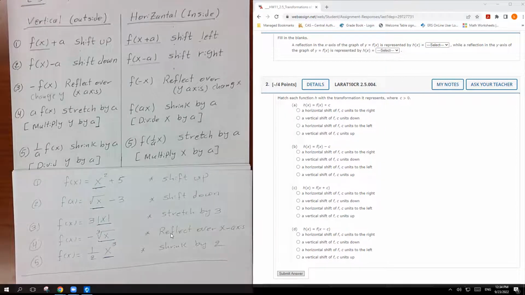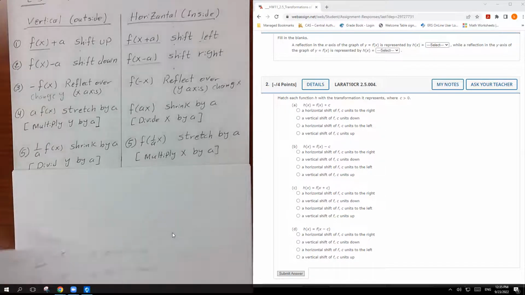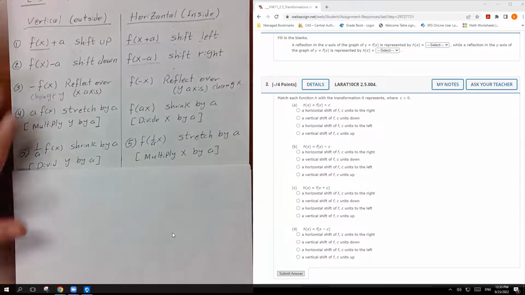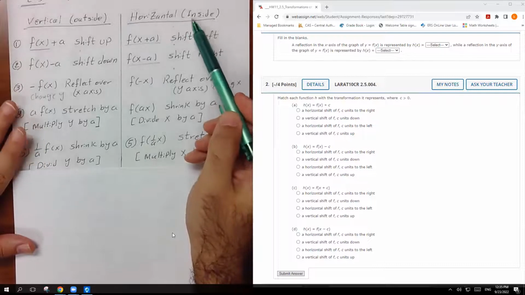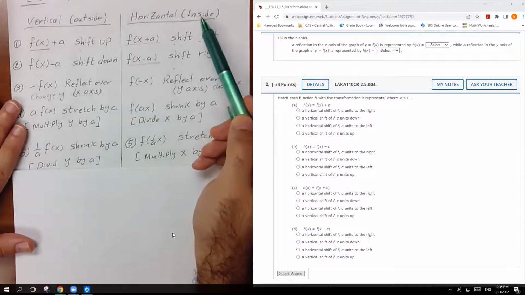So let's go to the next technique. Then we're going to add these together before we move into the examples. The next one is the horizontal techniques. Horizontal techniques mean inside. That means the change is going to be inside.